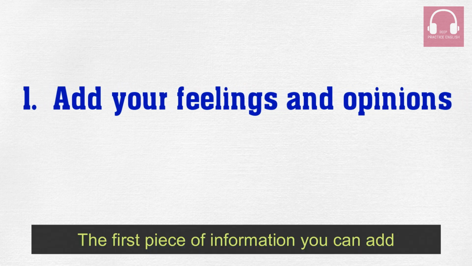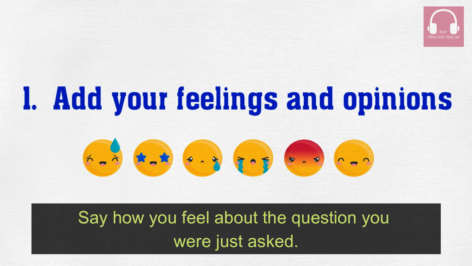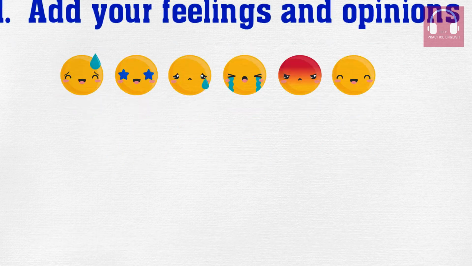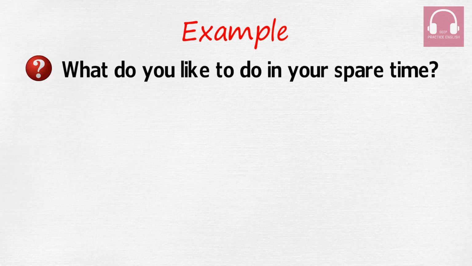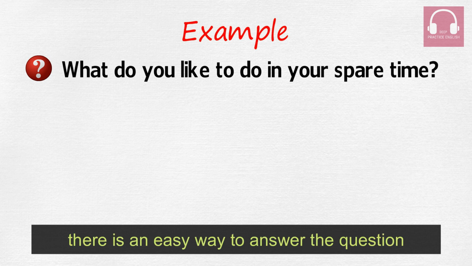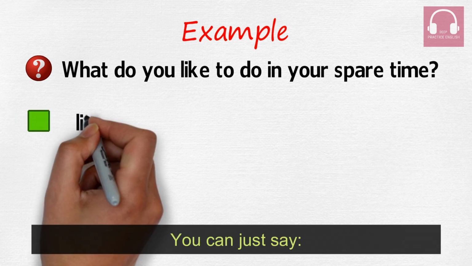The first piece of information you can add is to add your feelings and opinions. Say how you feel about the question you were just asked. It would also make your answer more interesting. Let's look at an example. Question: what do you like to do in your spare time? Now, if you're asked this question, there is an easy way to answer the question, and that would be the short answer. You can just say, I like shopping.